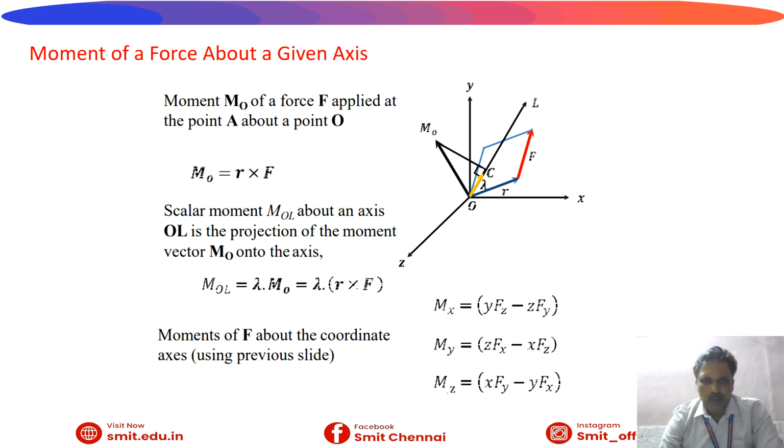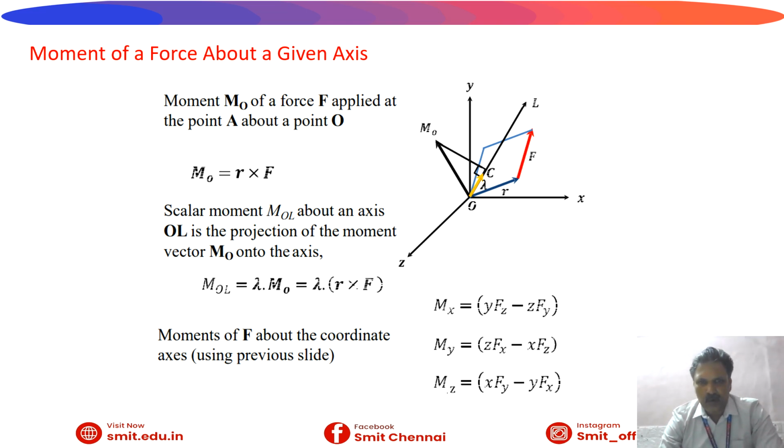Now, the moment M_O of a force F applied at a point A about a point O. M_O equal to r into F, r cross F. What is our r? Here one distance is acting and the force is acting. The red color one is the force. The perpendicular distance is nothing but r. So it is r into F.